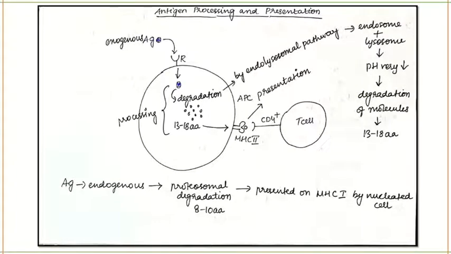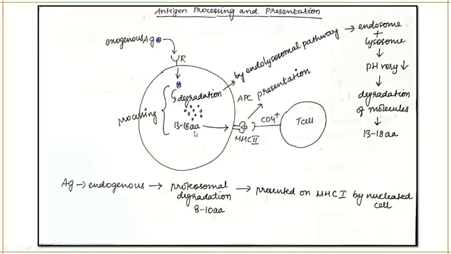So now we are going to learn about antigen presentation and processing. Okay, antigen processing and presentation we are going to learn. So what happens is you have an exogenous antigen, which is antigen from outside, that will bind to the receptor and it will go inside the cell. This will be processed. Processing means the antigen will be degraded into small particles, smaller subunits of amino acids, like 13 to 18 amino acids.